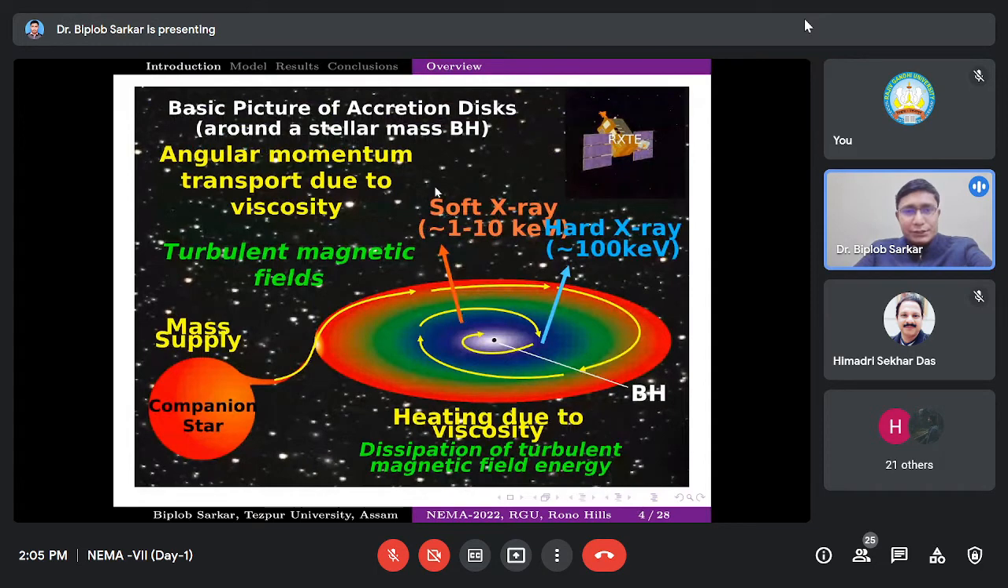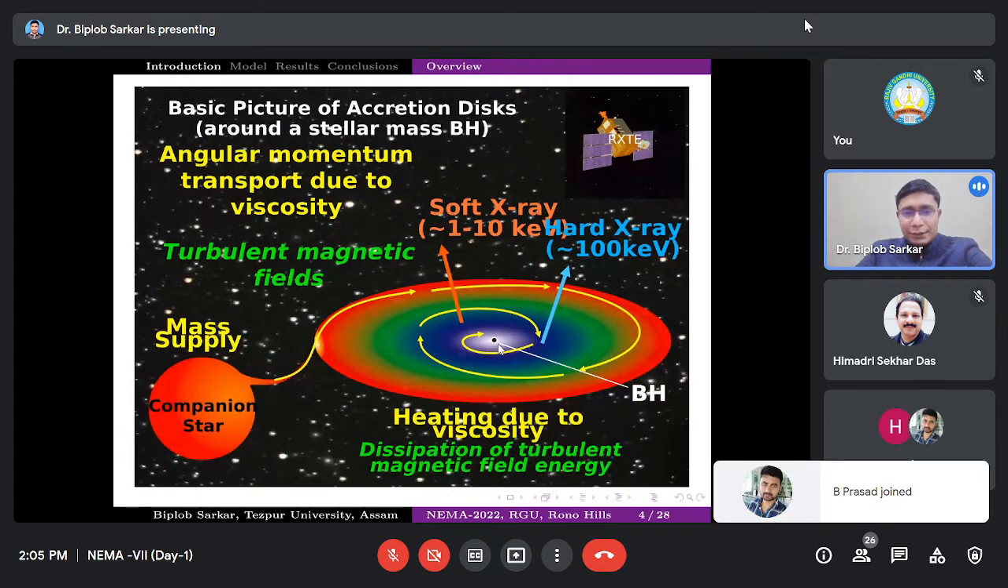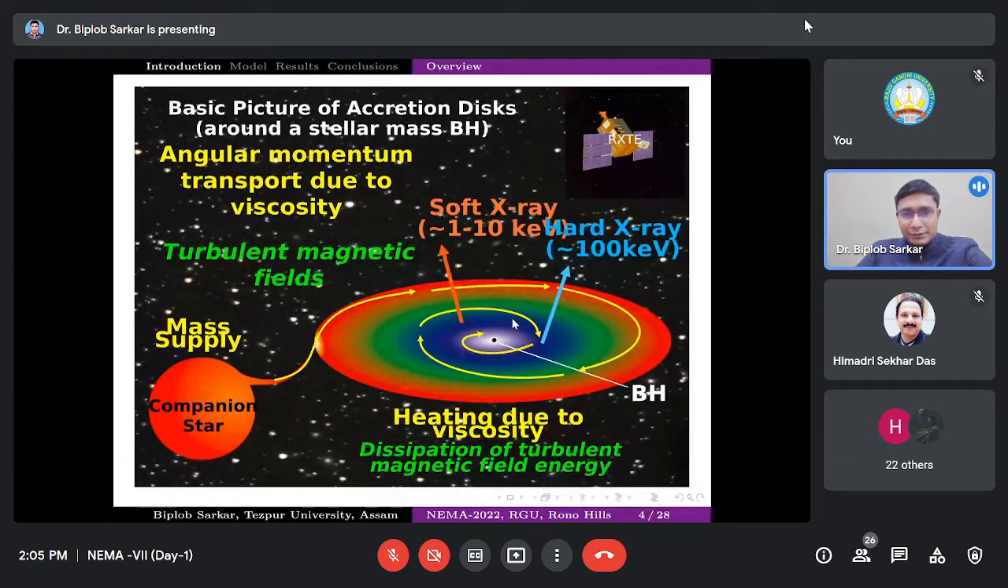So in this picture, let us look at the accretion around a stellar mass black hole. Let us say that we have a black hole and a companion star in a binary system. Due to the extreme gravity of the black hole, matter from the companion star may get attracted into the black hole. However, since the companion star may have angular momentum, matter cannot fall radially into the black hole; rather, it will form an accretion disk-like structure.